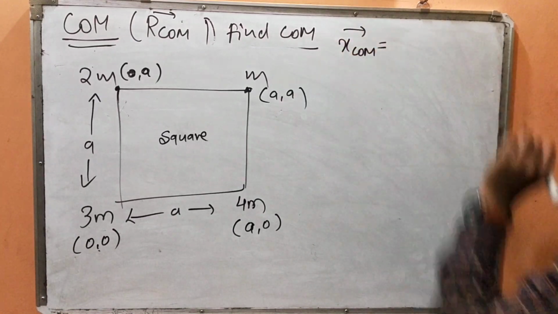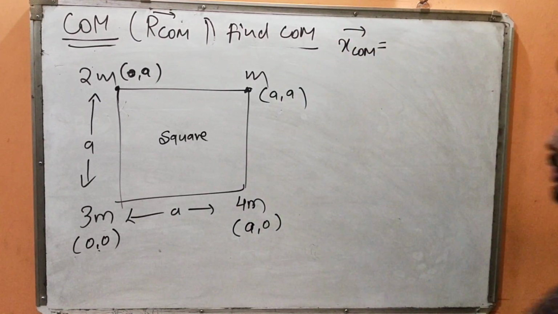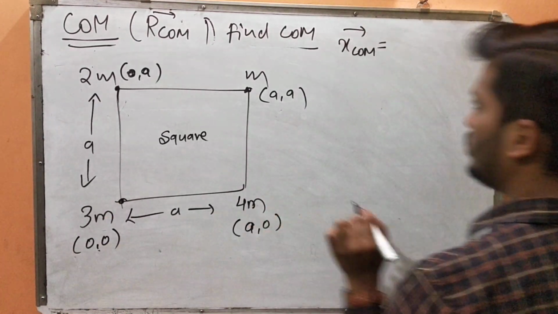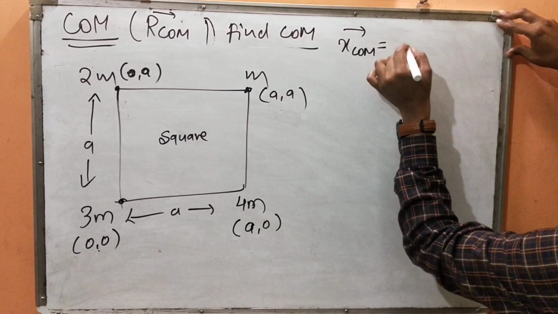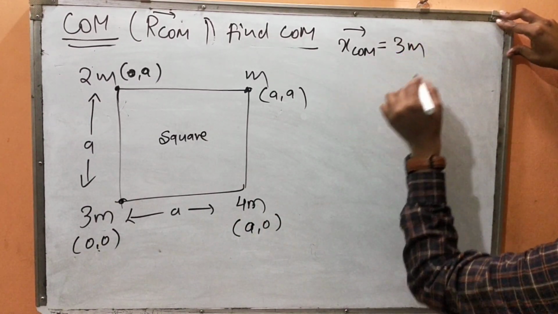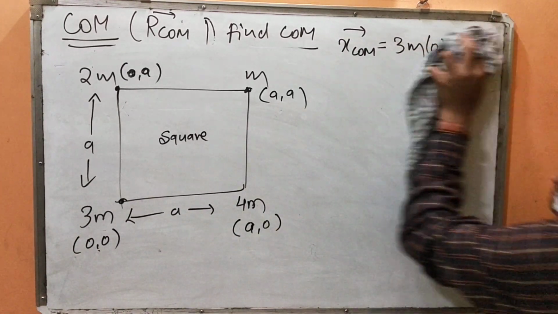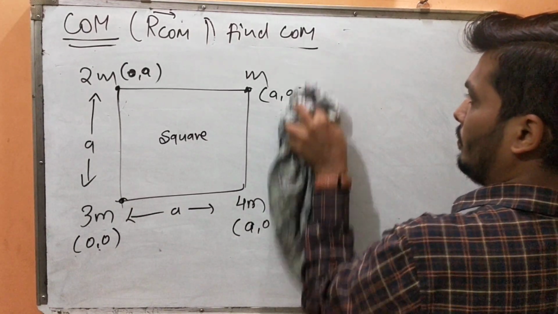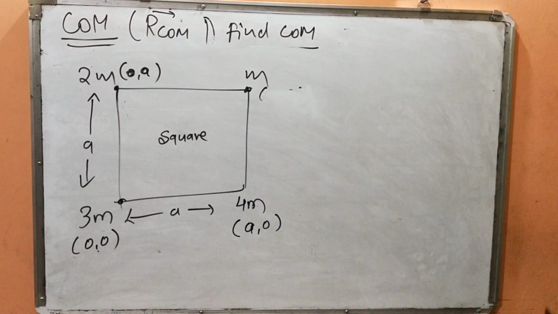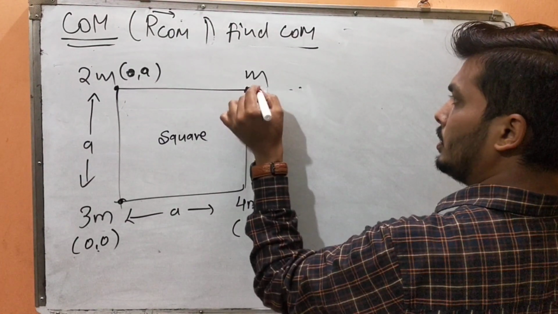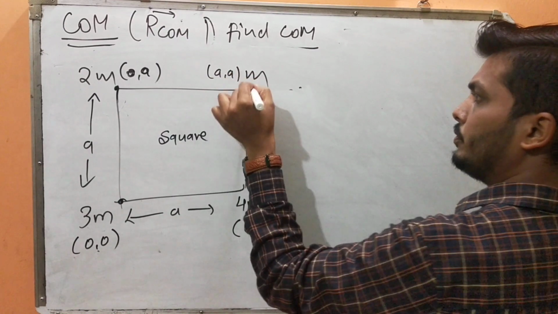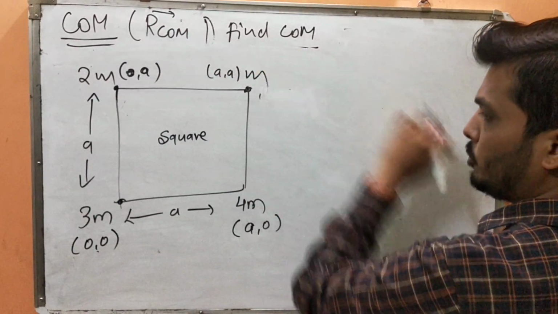Now come on, find x center of mass. First we will find x center of mass. Come on, use the formula. I will take m1, m2 and this. So what will be this? m1, 3m, r1, 0. I'll erase and I'll write it properly. So see, this will be A and A of this coordinate, okay? So that I'll get more space to write.